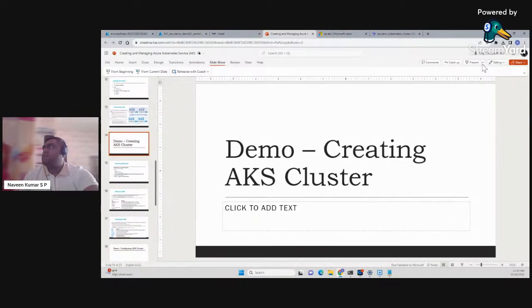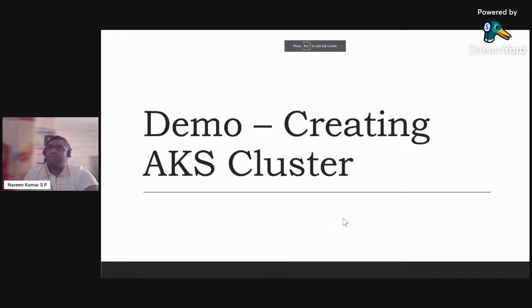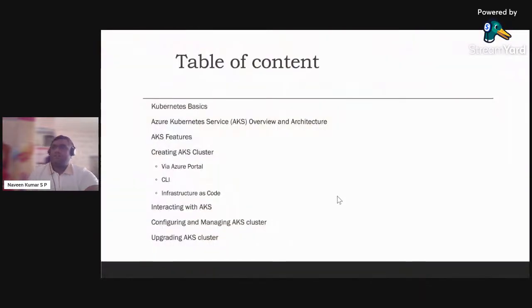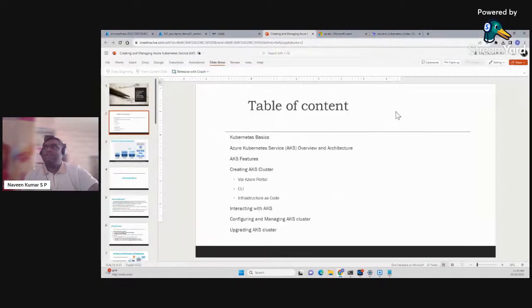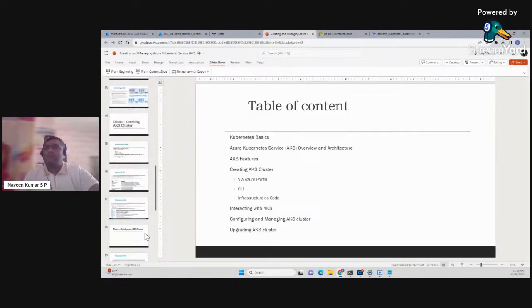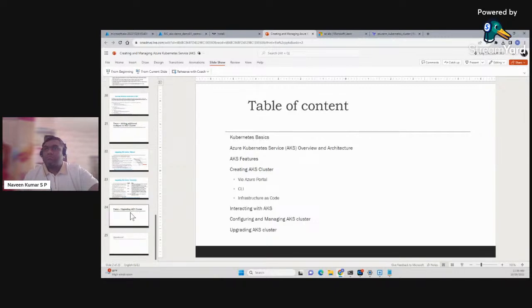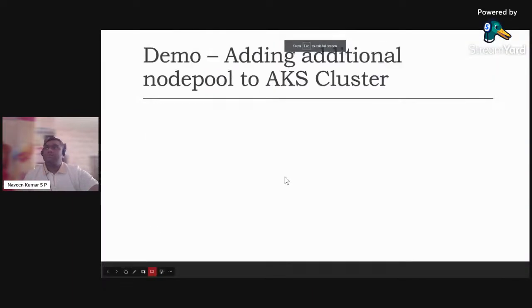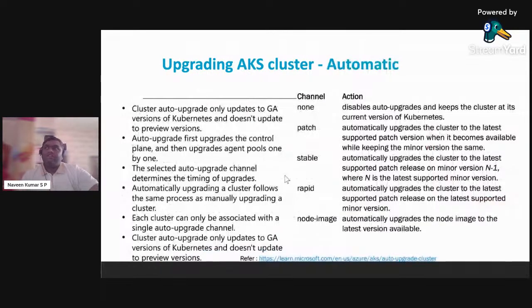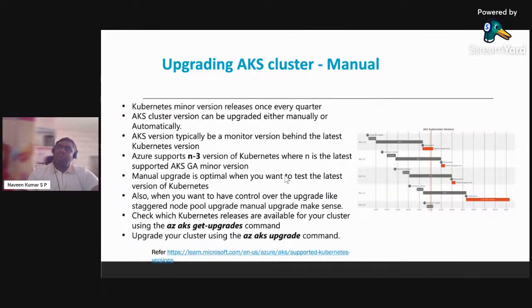AKS is being created. Now moving on to the next topic, starting from the beginning. So the next part is upgrading the cluster. Now that we have an understanding of how to create a cluster, let's see what model or strategy you have to follow in terms of AKS for Kubernetes upgrades.